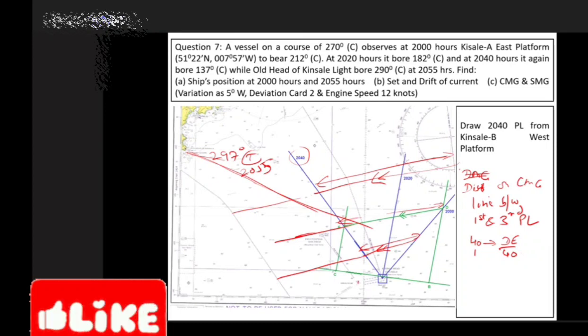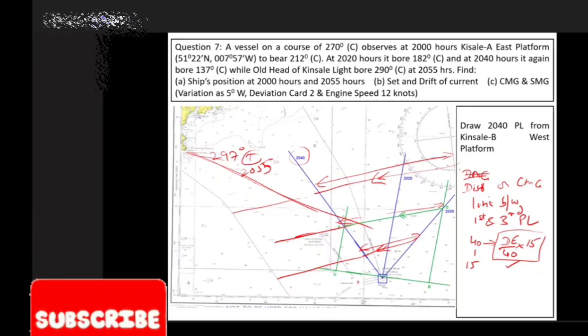And I want 15 minutes more, 2040 to 2055. So in that additional 15 minutes, it will be another 15 multiplied by whatever distance you get here. Understood? CMG for 55 minutes, on the CMG.